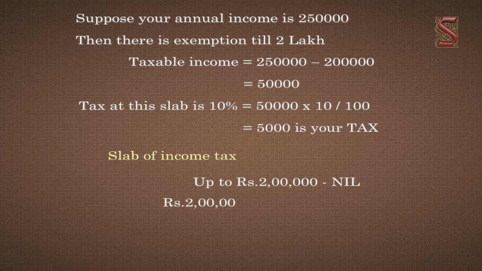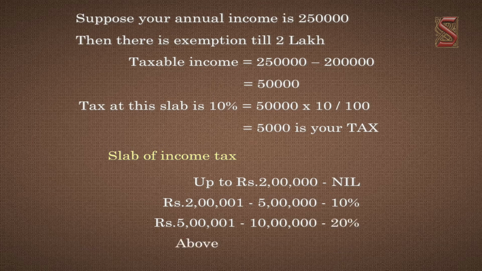Slabs of income tax: up to rupees 2 lakh, nil. Rupees 2 lakh to 5 lakhs, 10%. Rupees 5 lakh to 10 lakh, 20%. Above 10 lakhs, 30%. There is another type of direct tax known as the corporate tax.